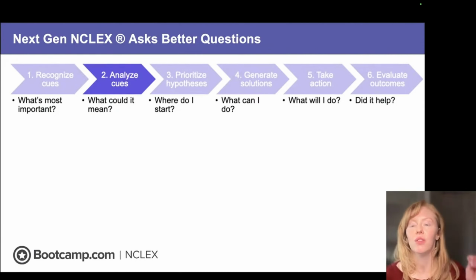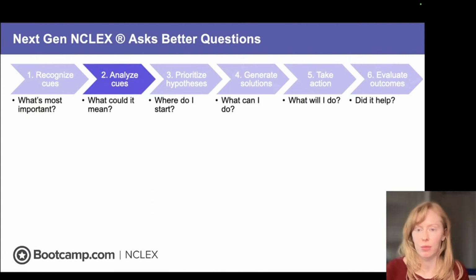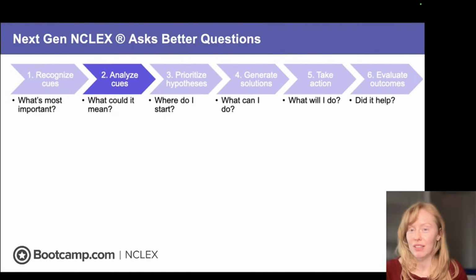Okay, next question. After you recognize the cues and figure out what's most important, you need to analyze those cues to figure out what they could mean. In the example of shortness of breath, if I have shortness of breath with a fever and a productive cough, that might mean pneumonia, right? But if I have shortness of breath and a swollen left lower extremity that's tender and hot to the touch, and they have hemoptysis and tachycardia, that cue is going to mean something different. And you should leave your comment if you know what it is.